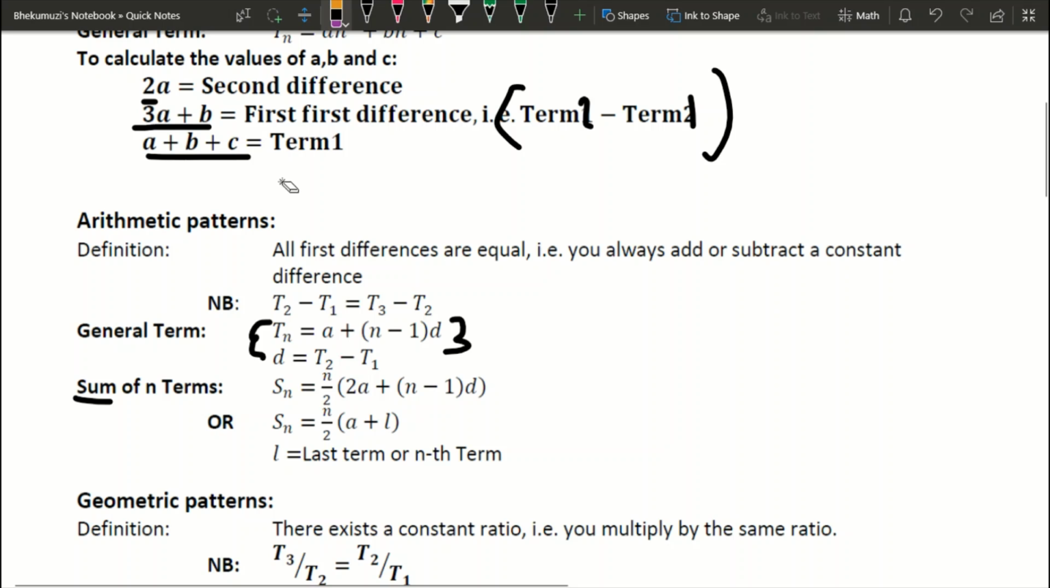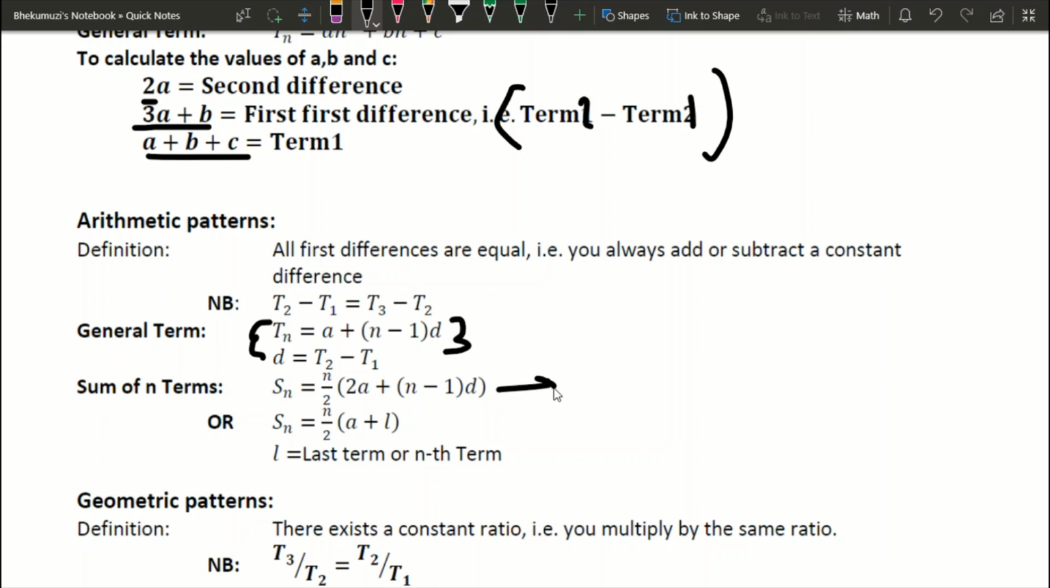So now we look at the sum of n terms. The sum of n terms of an arithmetic pattern is Sn equals n over 2 times (2a plus (n minus 1)d), or we can use the second one. Now look here. The differences between the first one and the second one are quite interesting. In the first one, we are using what we already have, and what we already have is that if you can find the common difference, then you can use the first one.